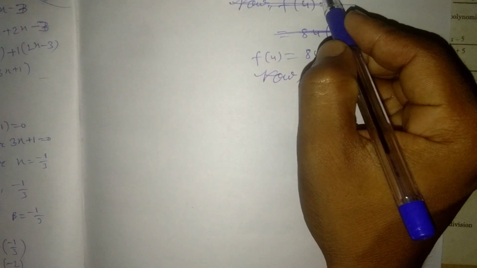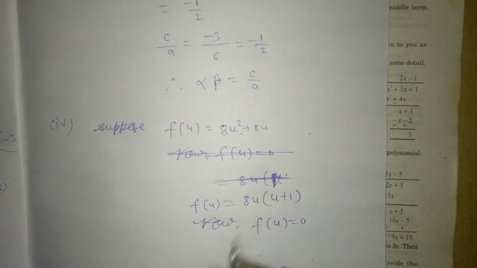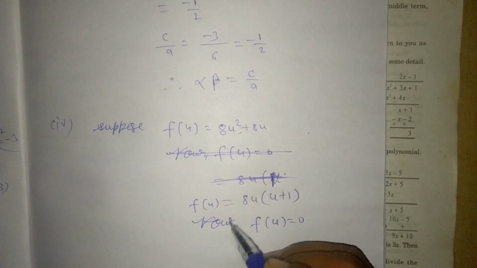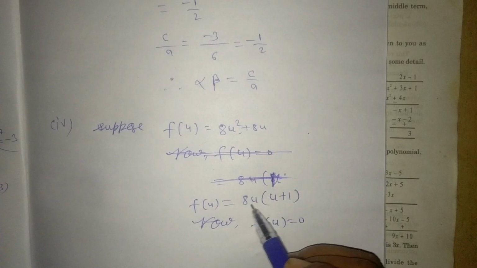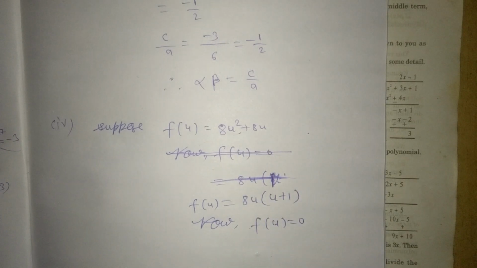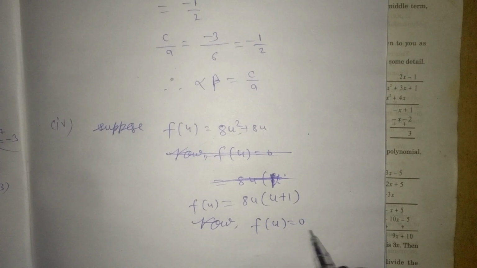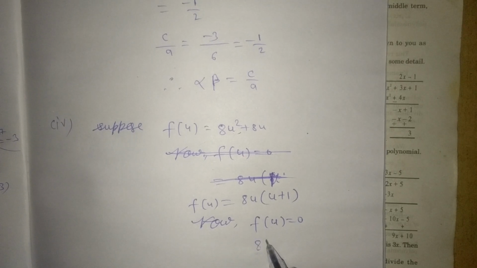Now factorize 8u square plus 8u. Here we will take 8u common, since it is in both terms, so we write 8u in a bracket, u plus 1. For obtaining zeros we write f(u) is equal to 0. So we write 8u times (u plus 1) equal to 0.